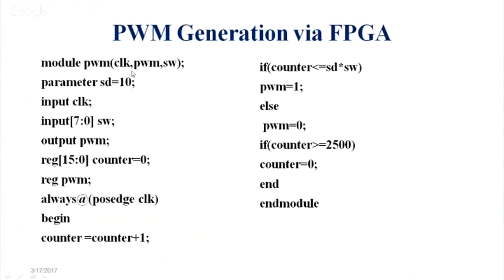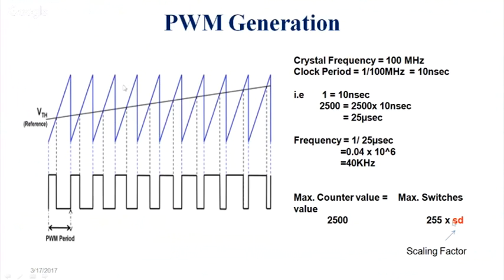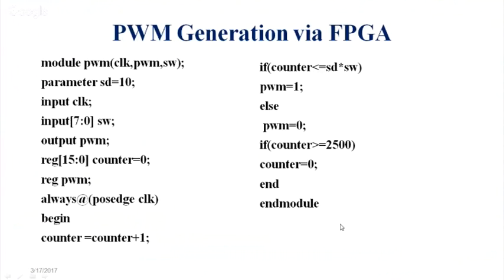After that, PWM will be your output and SW will be your switches. We are going to control our PWM output with the help of 8-bit switches. If we change our 8-bit switches value, the PWM value should change. Now we have taken the SD parameter as 10. If you go back, you see, if I put 10 over here, it will be equal to 2500. Fine. So SD is 10.